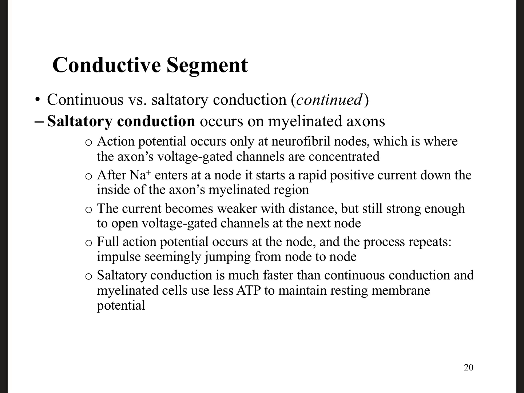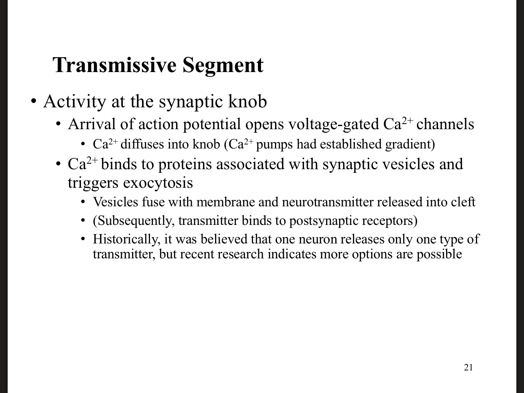So speed of conduction depends upon, number one, whether or not the axons are myelinated. Myelinated axons are faster than non-myelinated axons. Second, the diameter or thickness of the axon also increases the speed of conduction. So the fastest neurons are the ones that are wide or thick and myelinated, and the slowest ones are the thin ones that are non-myelinated. We'll go through that in a little bit.